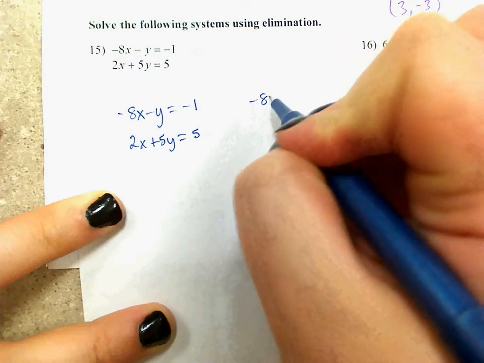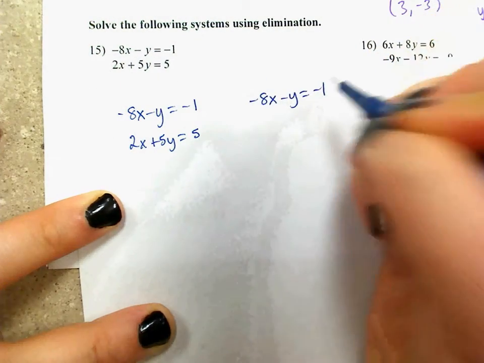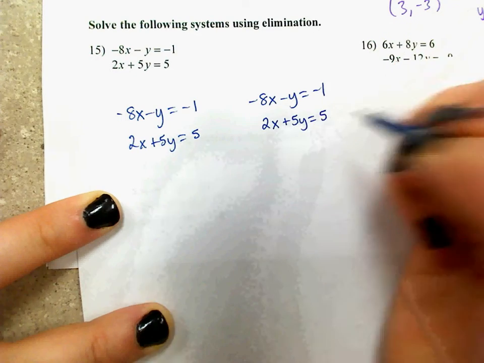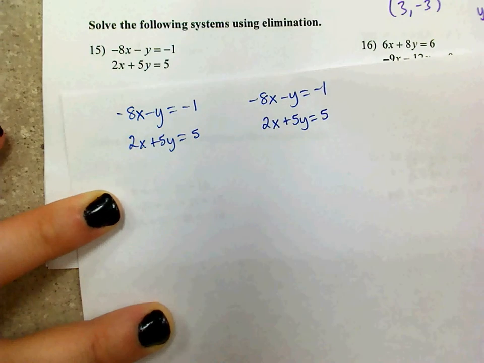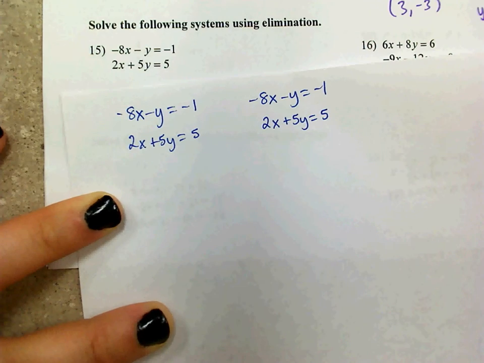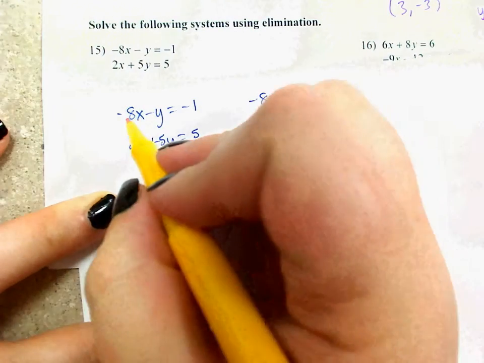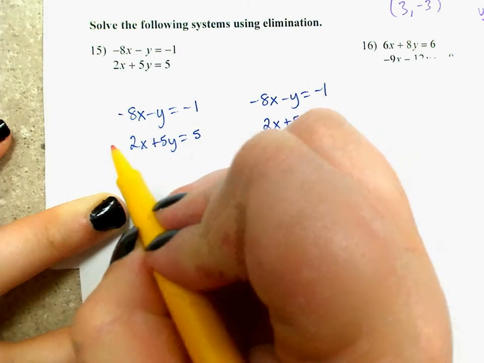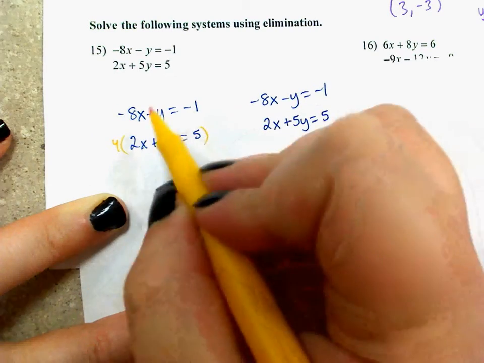Okay. Should you decide to eliminate the x's, then what I would say is you need one positive, one negative. We've already got a negative and a positive. You need them to be the same. Instead of dividing this by 4 to get down to 2, I'm going to multiply this by 4 to get to 8. So I've got -8x minus y equals -1. And if I multiply by 4, I've got to distribute to everything.